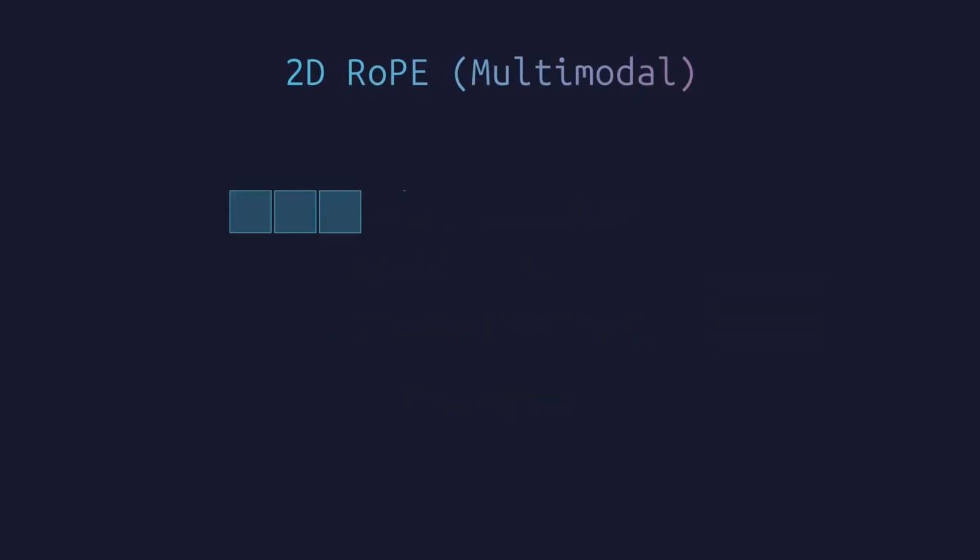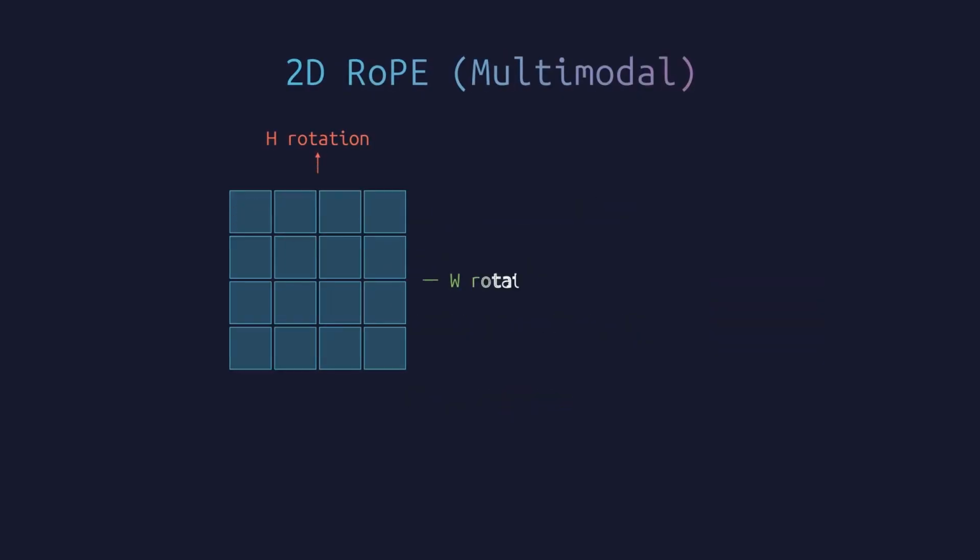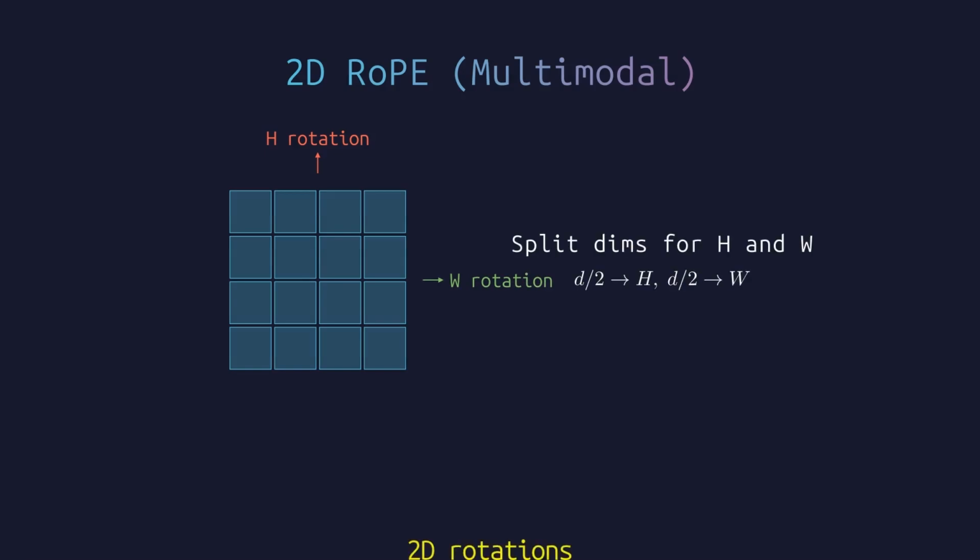For multimodal models, you can extend RoPE to 2 dimensions. Split the head dimensions in half. One half rotates by height position, the other by width. This gives you spatial awareness for images or video, using the same rotation principle.